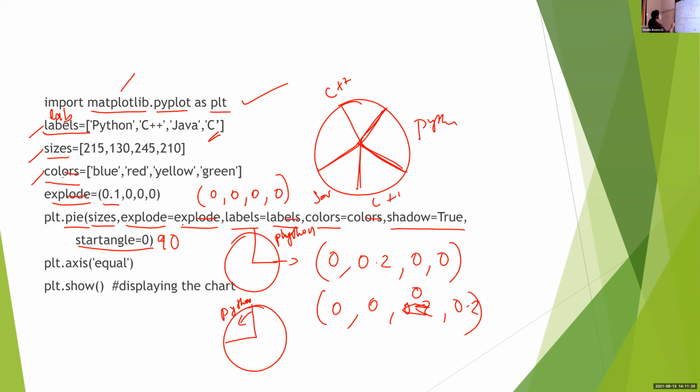Then plt dot axis equal: for representing the circle in a correct circle shape, you want to use this function, that is plt dot axis equal. And after that plt dot show, for displaying the chart. For displaying all the charts, we are using the same function, show.